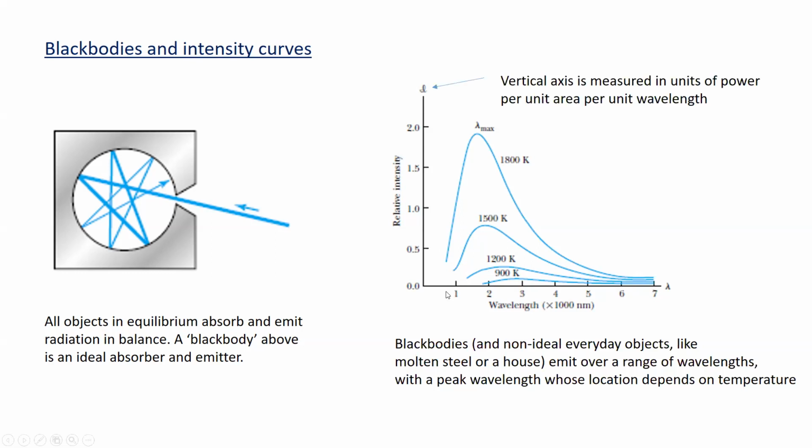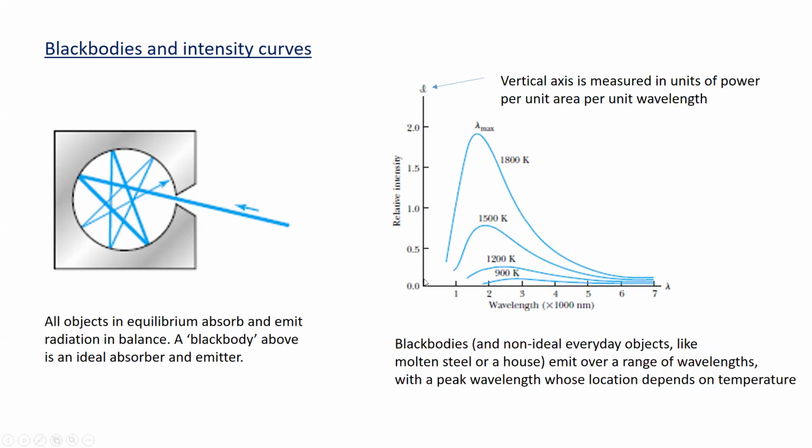Okay, and I should say, just in terms of units, this vertical axis, our intensity on this graph, or the relative intensity, is measured in power per unit area. Power per unit area is intensity per unit wavelength. So the units would be joules per meter squared per meter, since wavelength has meter, or joules per meter cubed. And that's so that if we integrate this curve, as we'll talk about in a second, with respect to the wavelength, we get the total power.